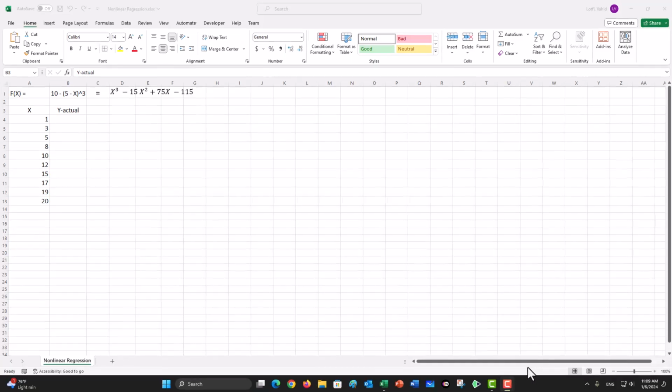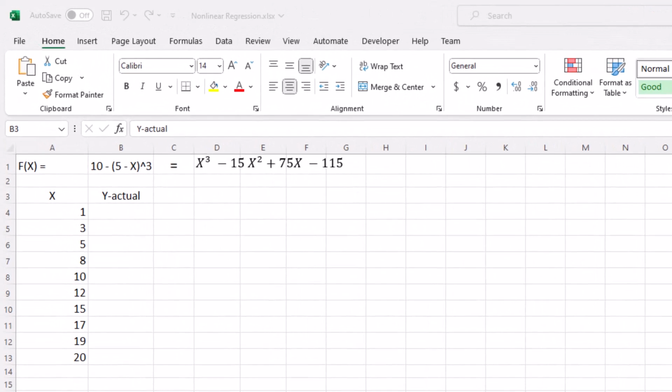For this demonstration, I will use a nonlinear function to generate a dataset and then use the dataset to demonstrate how to do nonlinear regression. The function that I have selected for the purpose of demonstration is f(x) = 10 - (5 - x)^3, that when you expand is equal to x^3 - 15x^2 + 75x - 115.